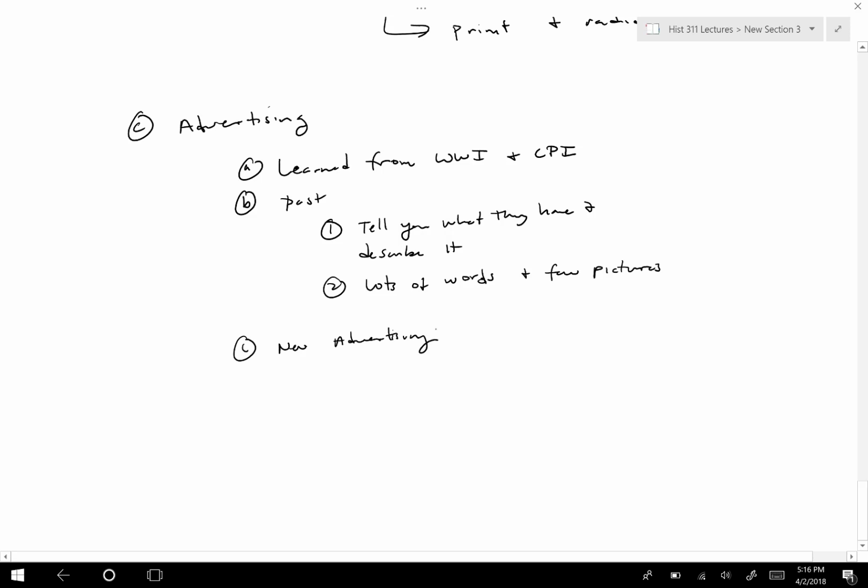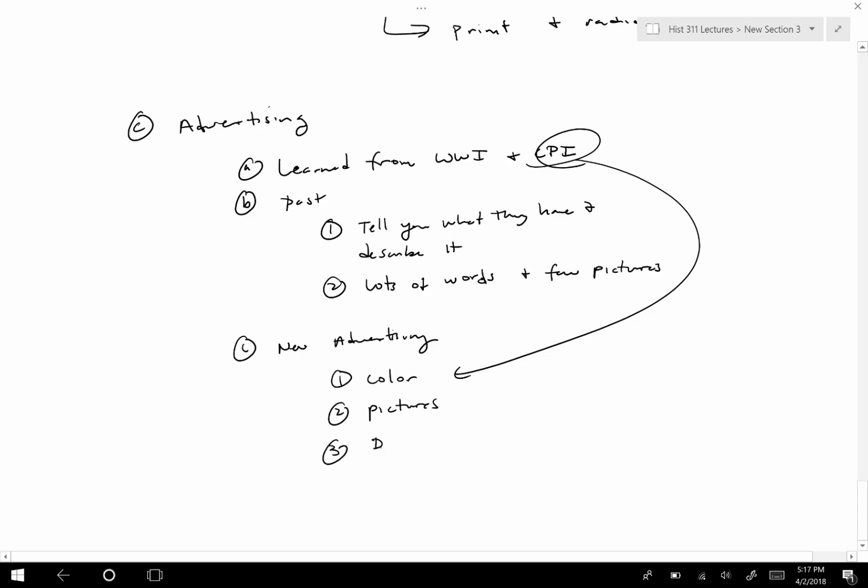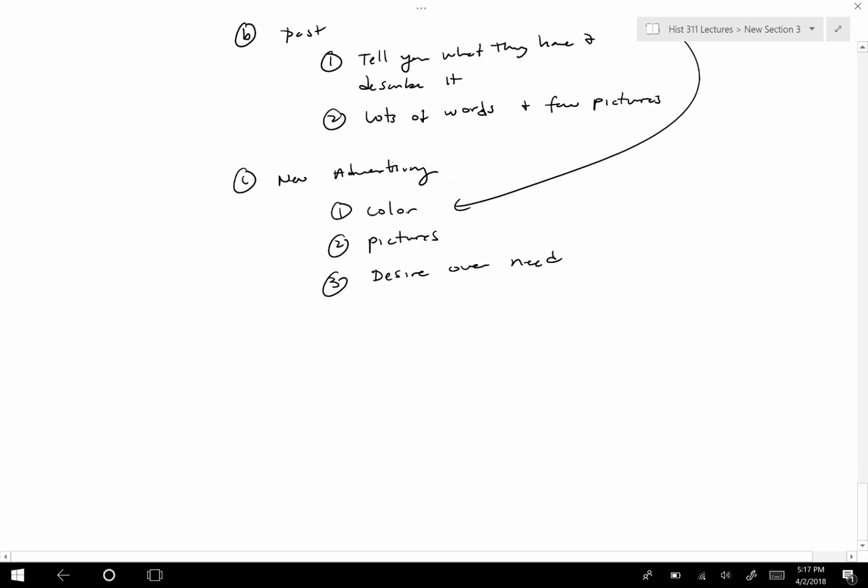Right, but the new advertising was completely different in how they did it. What they learned from the CPI was that you used a lot of color and pictures, and it was about desire over need. So that's the psychology of advertising.